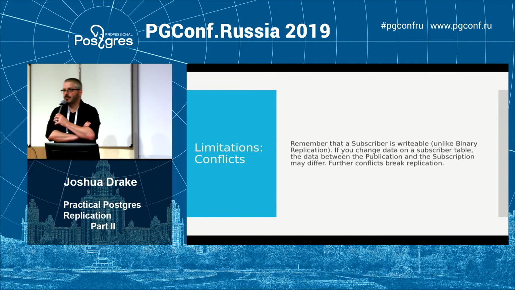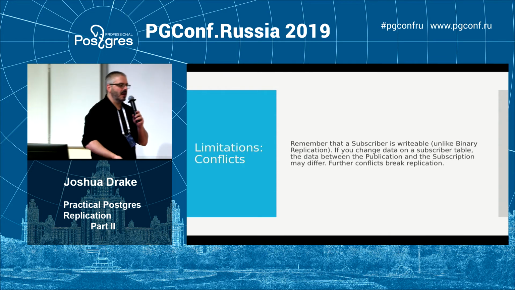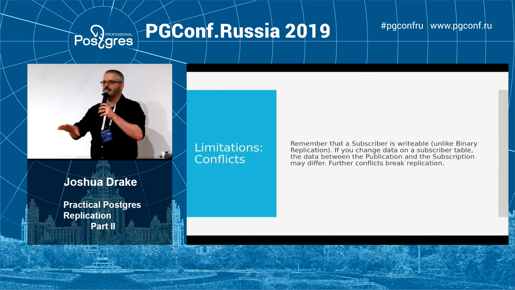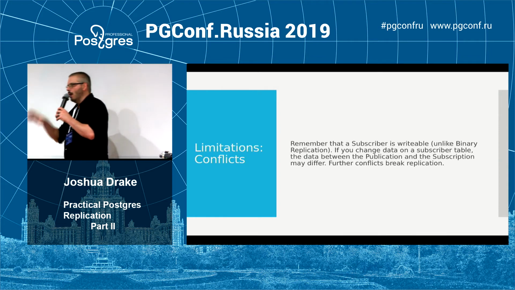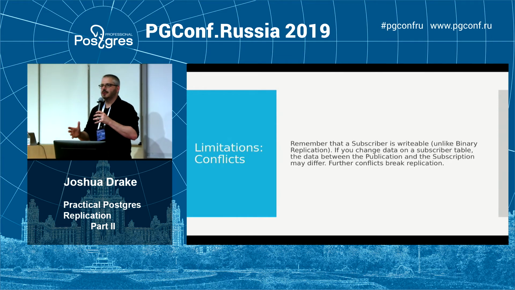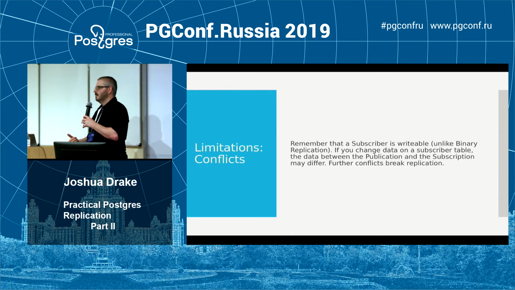Further, conflicts break replication. Unlike binary replication, where you really can't do anything to break a slave, at least from Postgres, I mean, you can break it underneath from the OS, but in Postgres you can't really break a slave. The problem with logical replication is there is no slave. There's no read-only. You are a subscriber to a publisher. And specifically, you have a subscription to a publication, which means that your subscription is writable. You could have multiple subscriptions into that table from multiple publications.